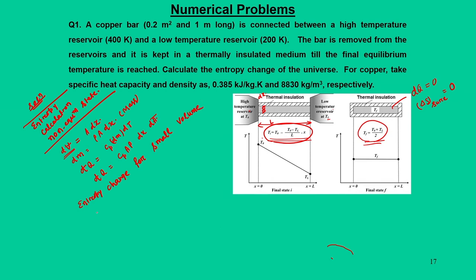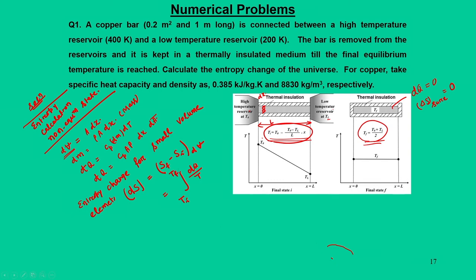So this can be written as dS for the small volume, dS which is nothing but Sf minus Si. I am writing it for the small volume element dV, that can be written as the integral of dQ by T, as the system goes from initial to final temperature.